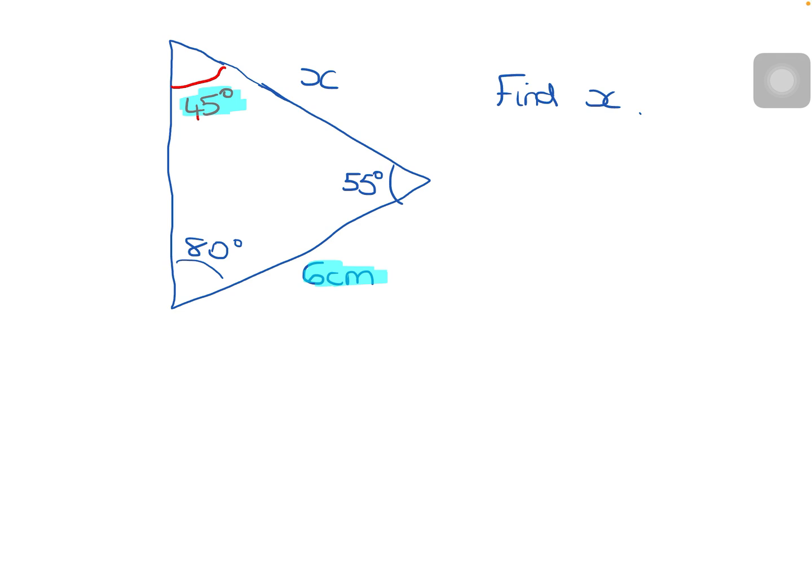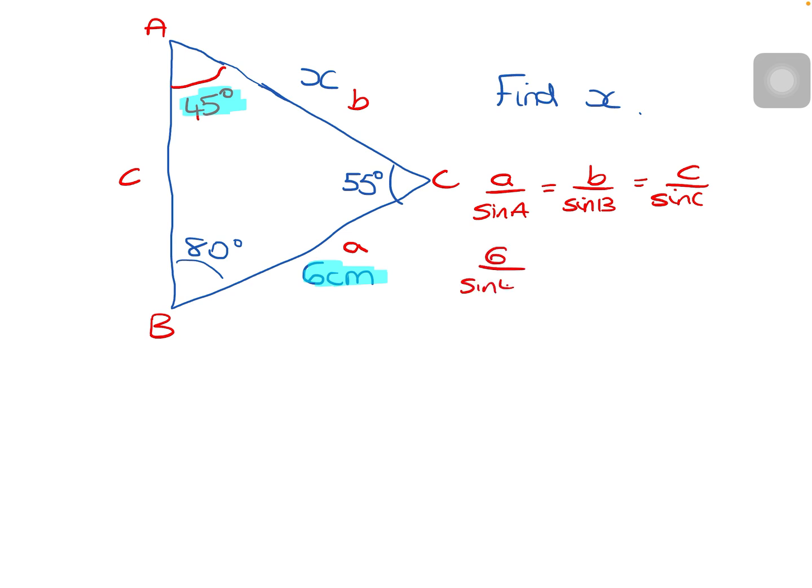Apart from that, I go through the same way. So have A, B and C labelled however you want to. I have to label opposite with the same letter. And I go back to my formula again. So we go A over sine A equals B over sine B equals C over sine C. Fill in everything you know. So we'll have 6 over sine 45 equals x over sine 80 equals C over sine 55.